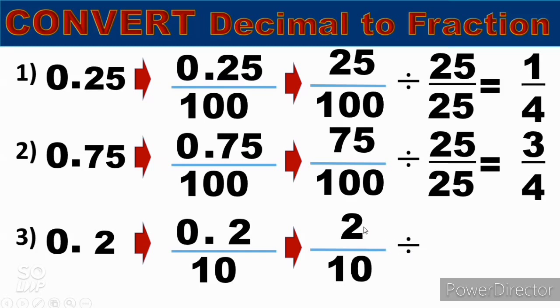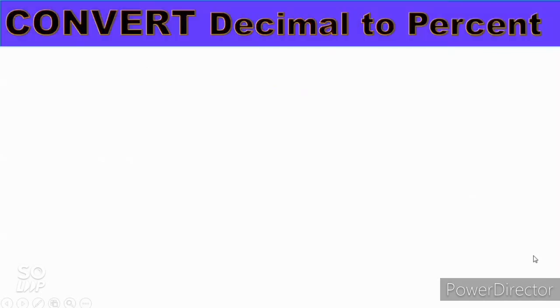Okay, then dividing both numerator and denominator by 2. So 2 divided by 2 is equal to 1 and 10 divided by 2 is 5. Therefore, we have 0.2 is equivalent to 1/5. Okay, so that is how to convert from decimal to fraction. Okay, so this time, we're going to convert decimal to percent.